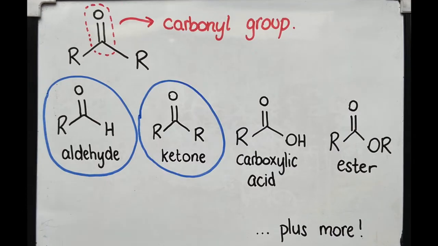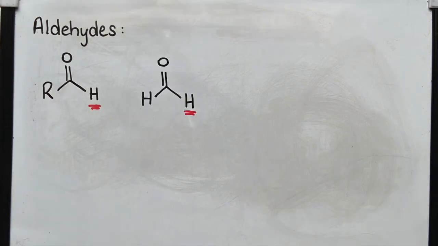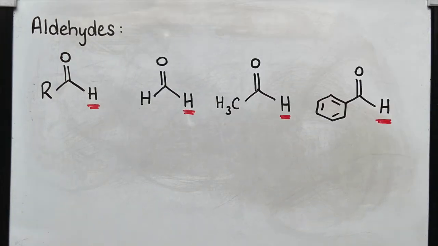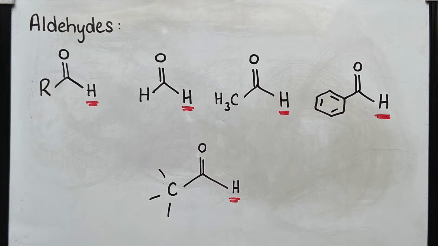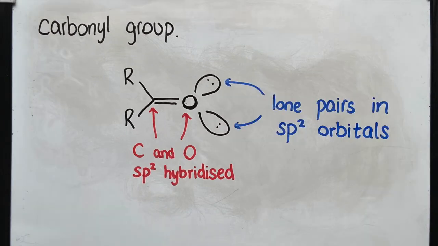Initially, we will focus on aldehydes and ketones. Aldehydes must have at least one hydrogen attached to the carbonyl carbon. The other group can be hydrogen, a methyl group, a benzene group, or any carbon-based group. In a carbonyl group, the carbon and oxygen are both sp2 hybridized. The oxygen has two lone pairs in sp2 orbitals.